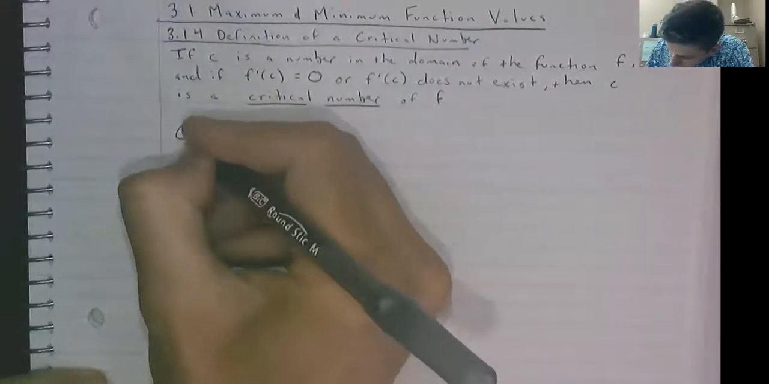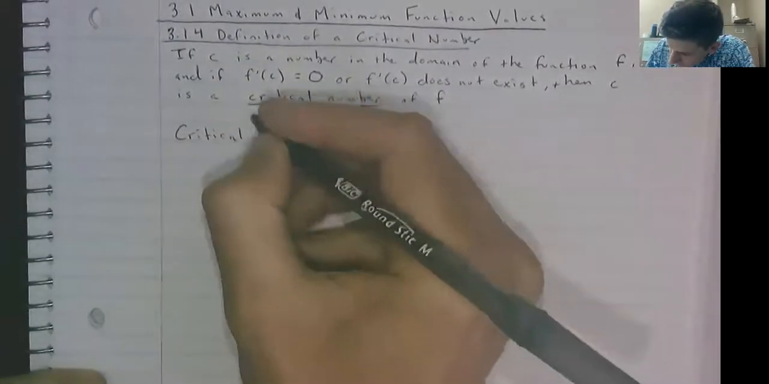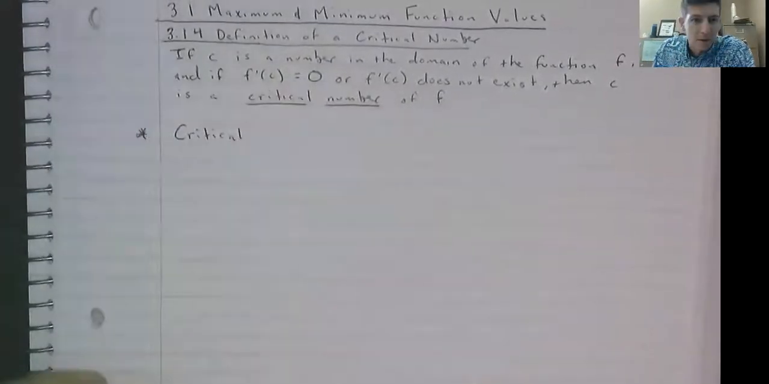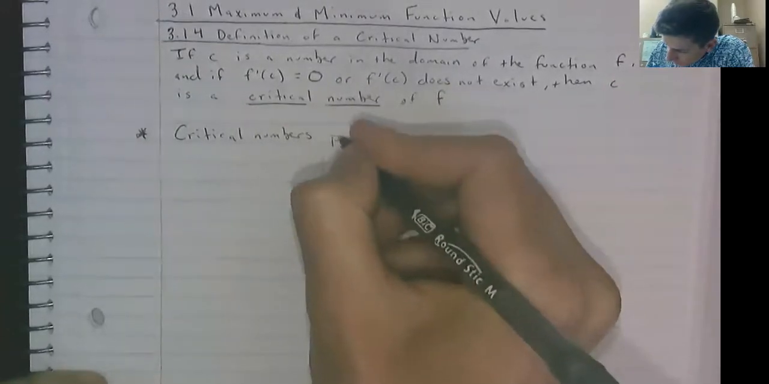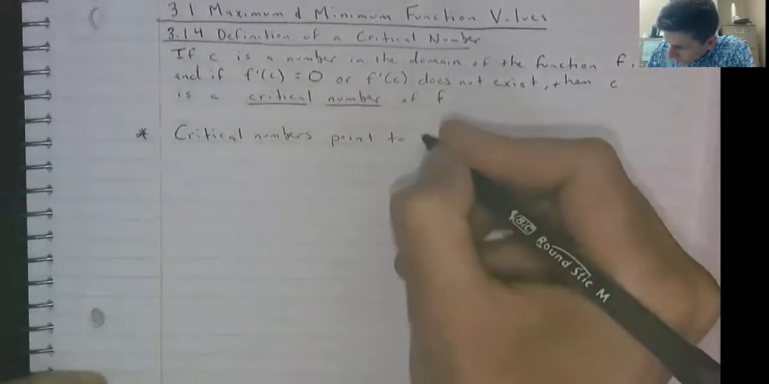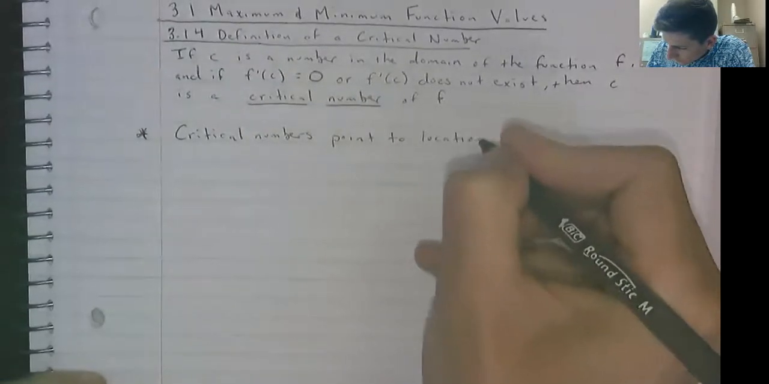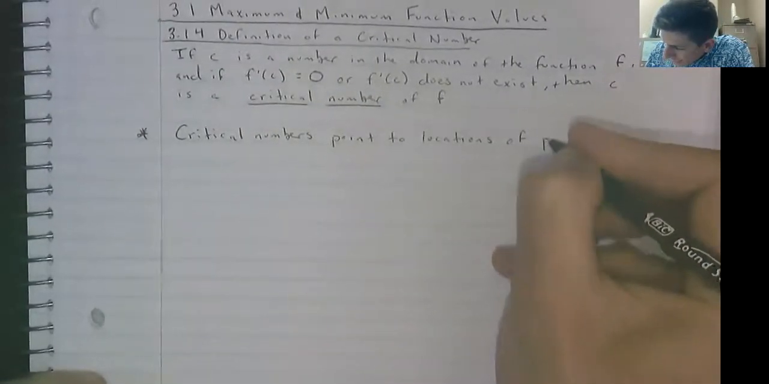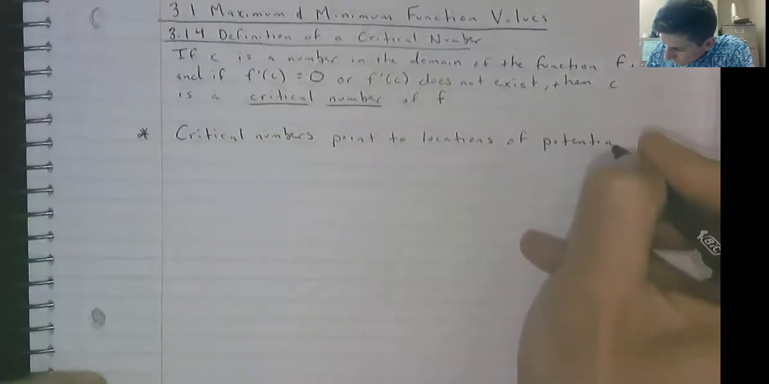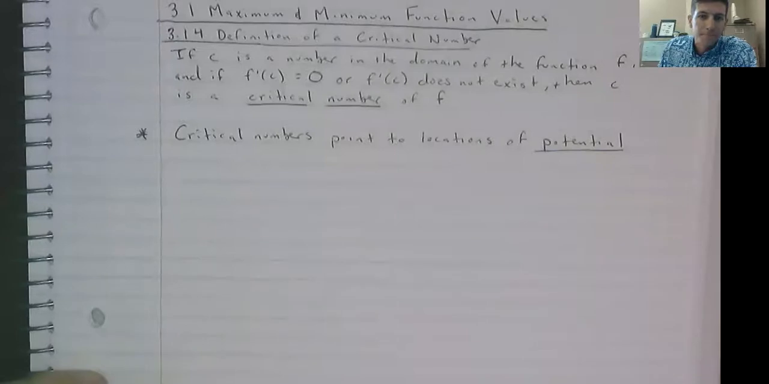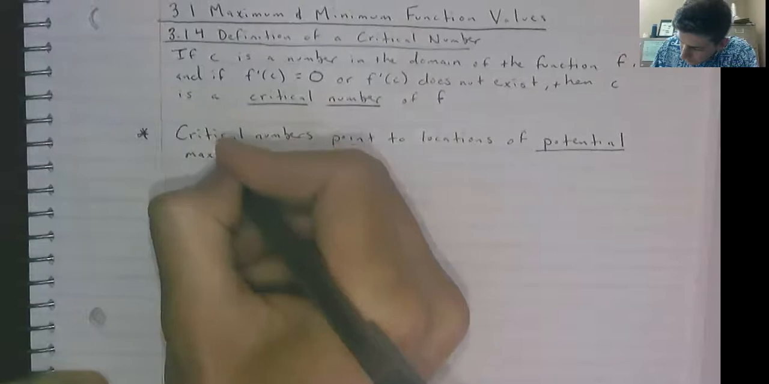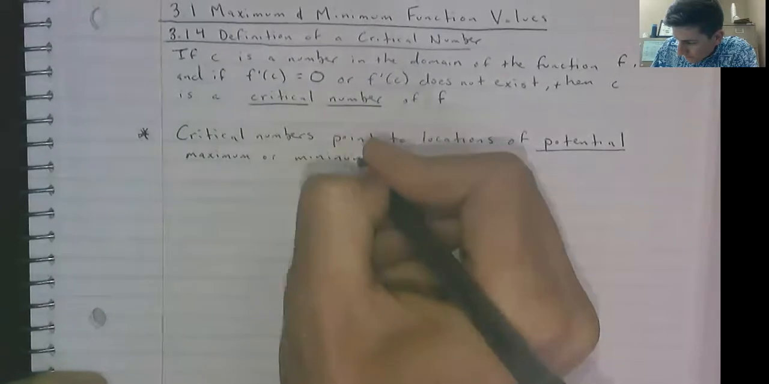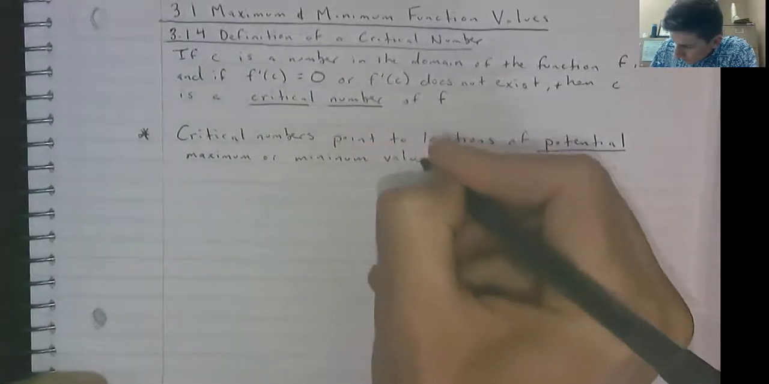Critical numbers. This is kind of like the why. Let me put a star here. Critical numbers point to locations of potential, being a big word here, potential maximum or minimum values. Cool.